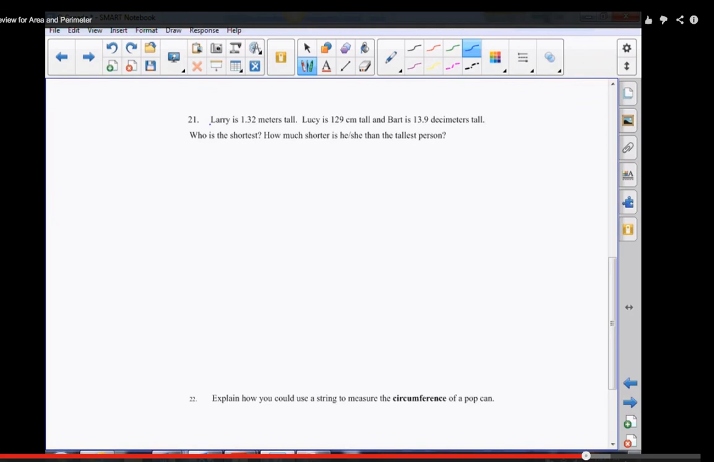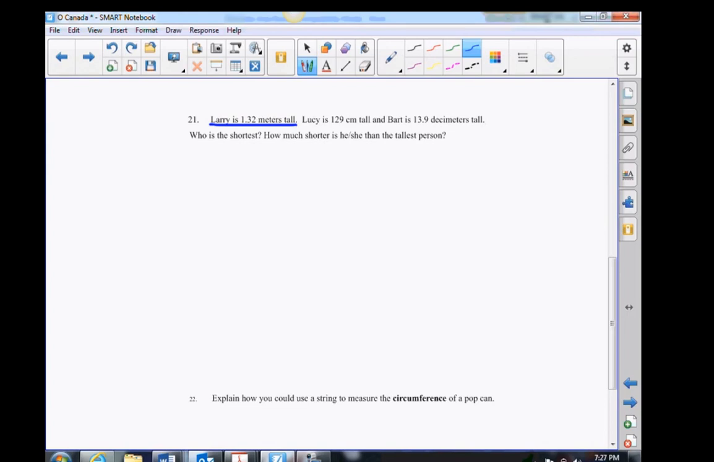21, the question reads, Larry is 1.32 meters tall, Lucy is 129 centimeters tall, and Bart is 13.9 decimeters tall. Who is the shortest, and how much shorter is he or she than the tallest person? Well, you're dealing with 3 different types of measurements. You're dealing with meters, centimeters, and decimeters. To plan out, I would highlight these and make sure that you know what exactly you're dealing with.